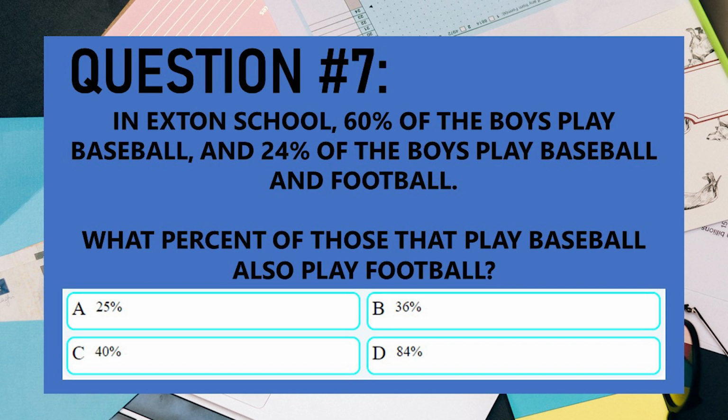Question number 7. In Exton School, 60% of the boys play baseball and 24% of the boys play baseball and football. What percent of those that play baseball also play football? Letter A, 25%. Letter B, 36%. Letter C, 40%. Or letter D, 84%.